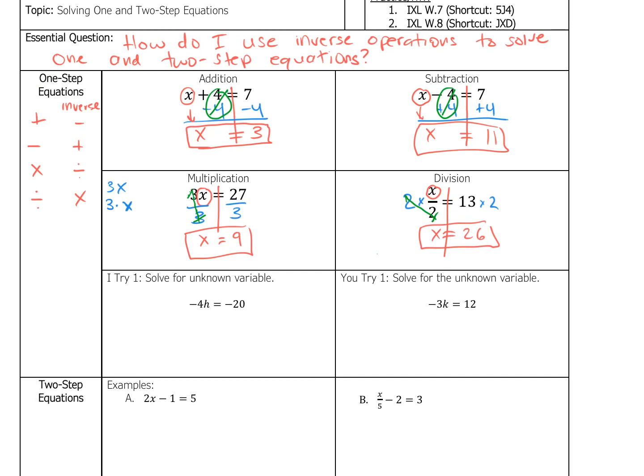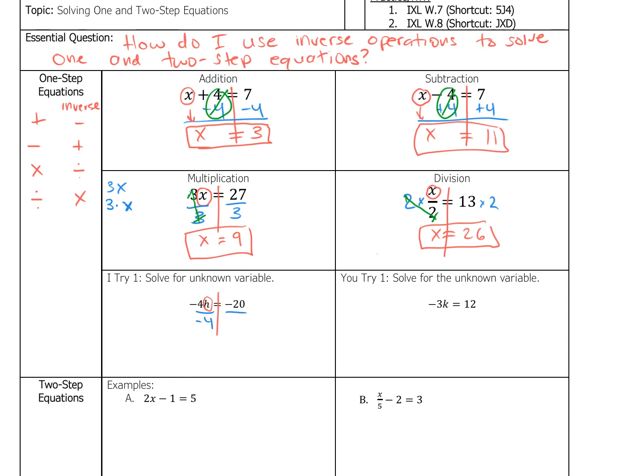So same process. Who cares if it's negative, right? Same process. Circle the variable, draw your wall. So just like the multiplication example, every time I see a number and a variable right next to each other, that means multiplication. So the inverse of multiplication is to divide, right? That means to divide. So I'm gonna divide.